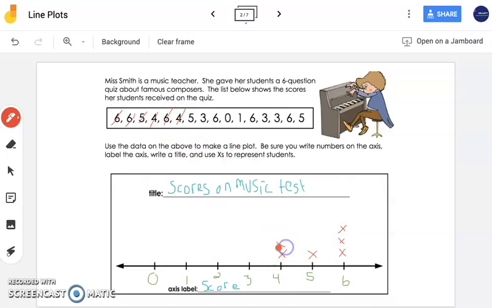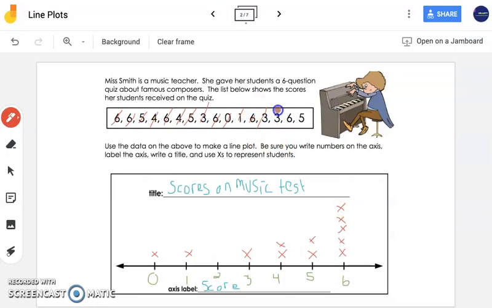And notice I'm taking it one data point at a time. 5, and this is creating my line plot right now. Now I have one student who scored 3. And now I'm back to 6. And notice those X's go one on top of the next. Now we have one student who scored a 0 on the test. We also have one student who scored a 1 on the test. Now we're back to one student who scored a 6 on the test.